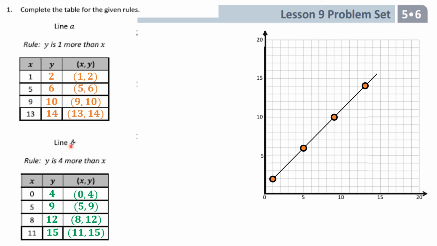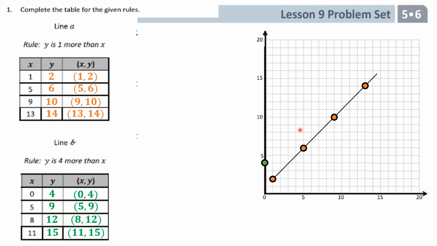Let's go ahead and plot line B. The first ordered pair is 0, 4, so starting at 0, 0. I'm not really moving on the x-axis, please remember, because the x-coordinate is 0. I'm just going to move up 4 units on the y. So starting right there. Next one is 5, 9, and I'd like you to be plotting along with me.